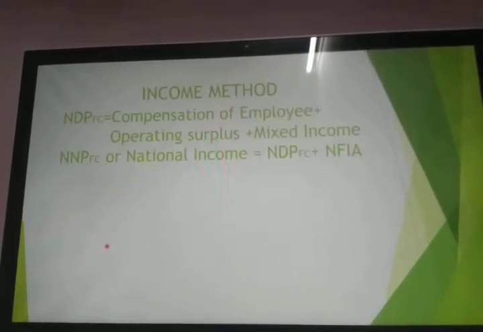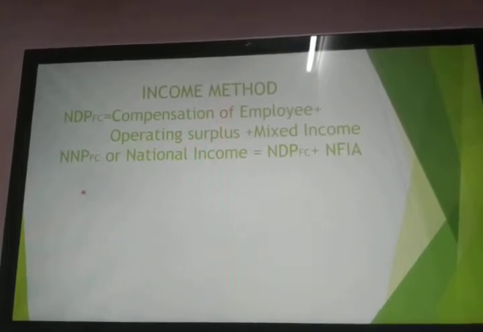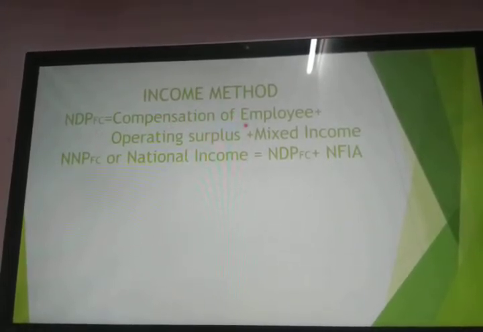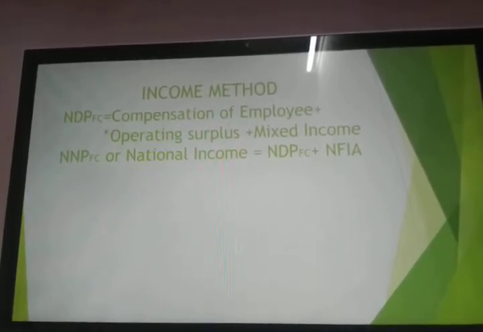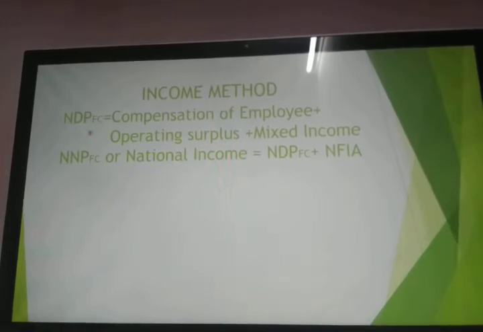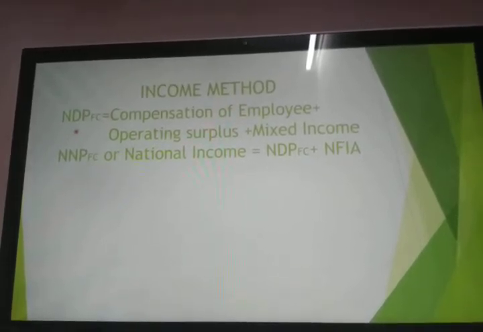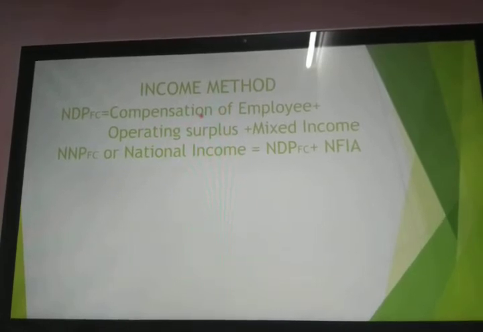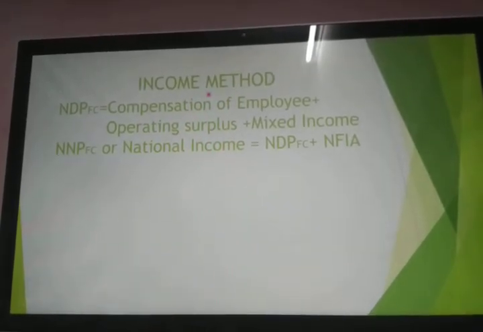Now we arrive at the formula. The formula says that the income method has, as I have already said, 3 components. So compensation of employees plus operating surplus plus mixed income, together we get NDPFC, that means the domestic income. This is very simple, and this is the easiest method with minimum steps, because by adding these 3 main components, we straight away arrive at domestic income.